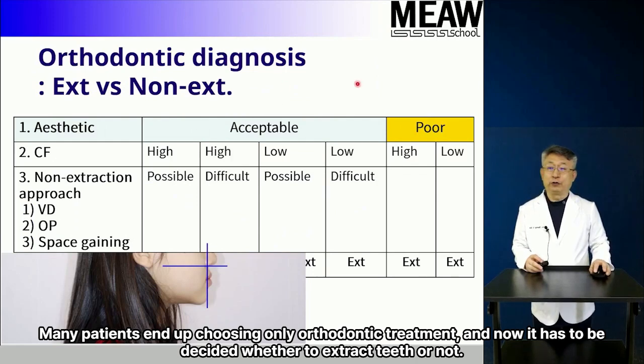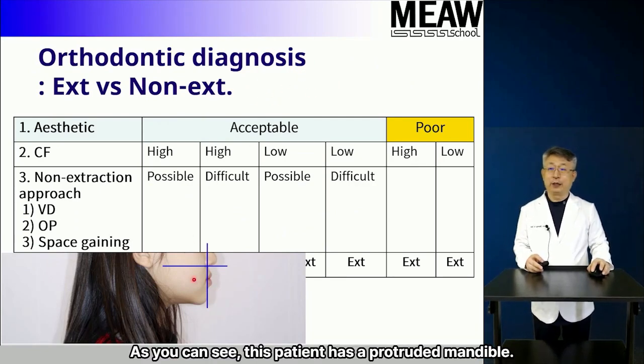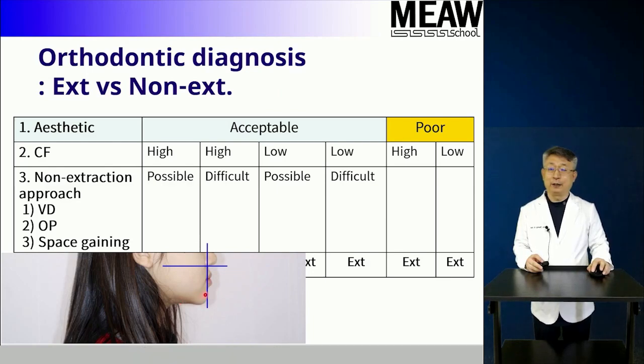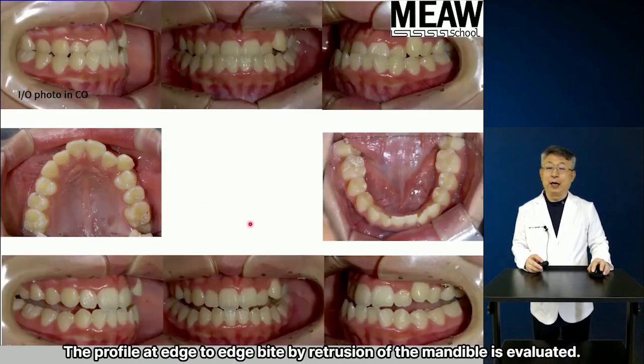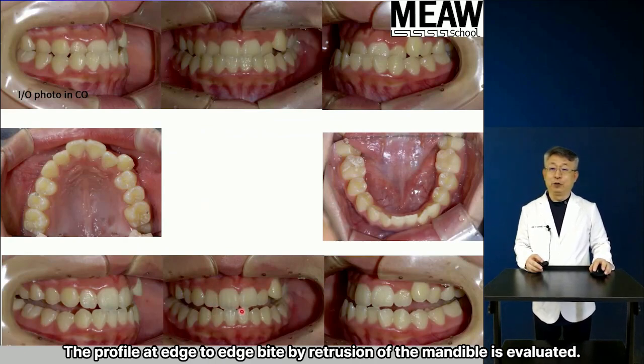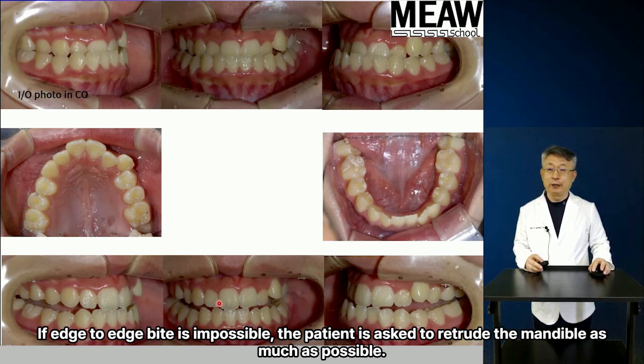Many patients end up choosing only orthodontic treatment, and now it has to be decided whether to extract teeth or not. As you can see, this patient has a protruded mandible. The profile at edge-to-edge bite by retrusion of the mandible is evaluated. If edge-to-edge bite is impossible, the patient is asked to retrude the mandible as much as possible.